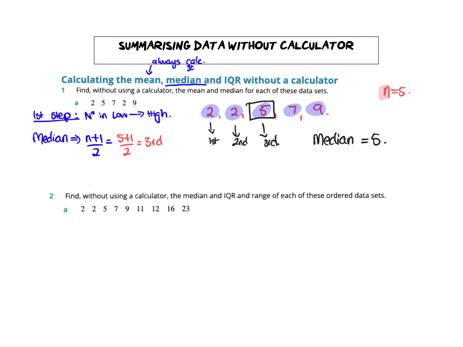So why do we need to know this? If you've got a stem and leaf plot, that data is all in order, isn't it? From lowest to highest. So you don't even need to order it, and you could quickly find the median without having to type in a whole list. You'd probably be quicker doing it manually, and that will help you. All right, so that was the median.